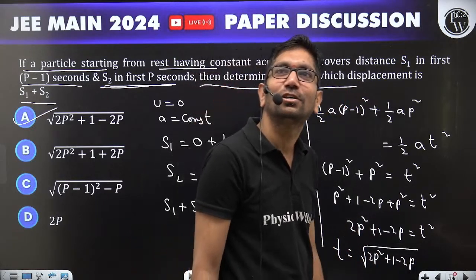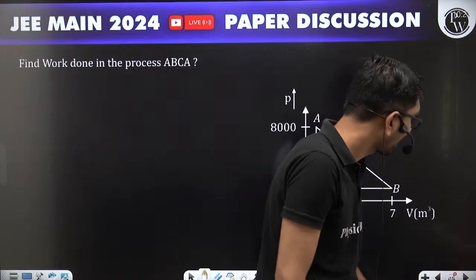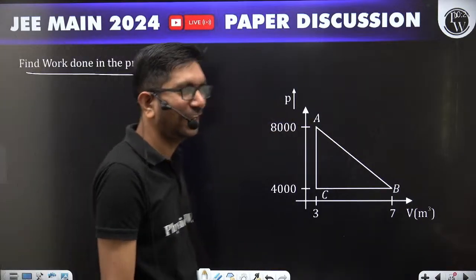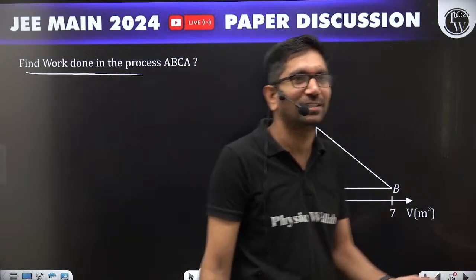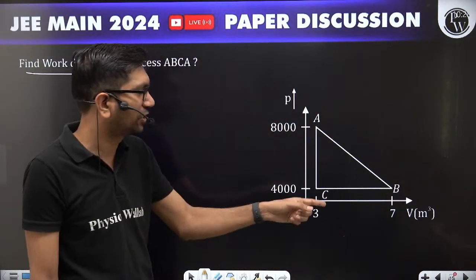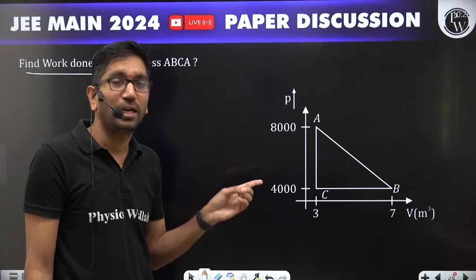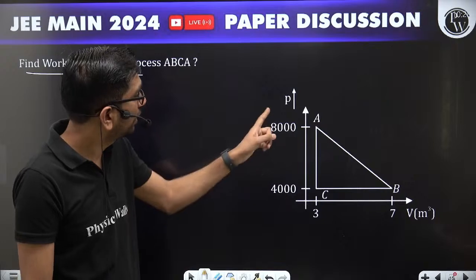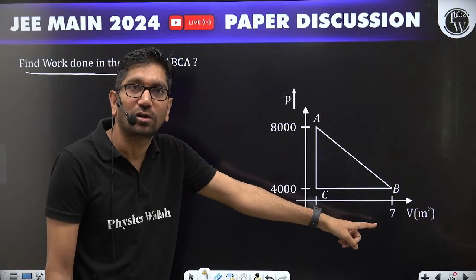Yes, beta. Now find the work done in the process A, B, C, A. Here a graph is given for you, pressure and volume. So here is the pressure and here is the volume you got, right?